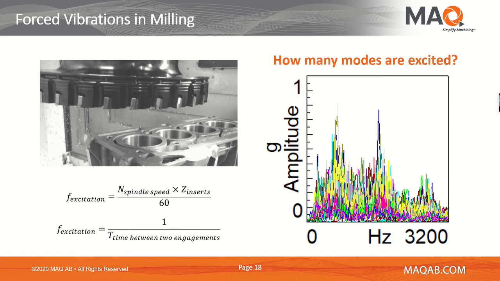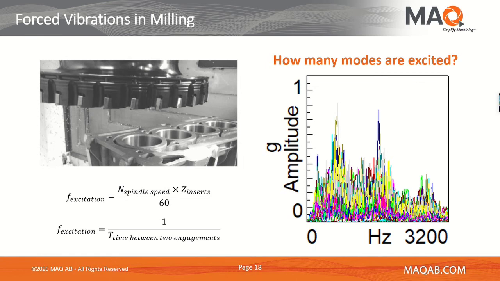And let's look at the forced vibration in this case. We are using a very big face mill to mill the pocket features on the engine block. And for the forced vibrations, the excitation frequency can be decided by the spindle speed and the number of inserts, and we can calculate the excitation frequency. And because we have the holes in the surface, the excitation is now also decided by the time elapsed between two engagements.